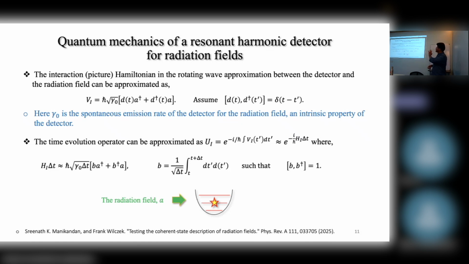We can write down a time evolution operator, but it can be equally described by a time averaged detector mode. The effective Hamiltonian has this particular structure, the square root of gamma naught times delta t. And these time averaged modes essentially satisfy the commutation relation [b, b dagger] equal to 1.